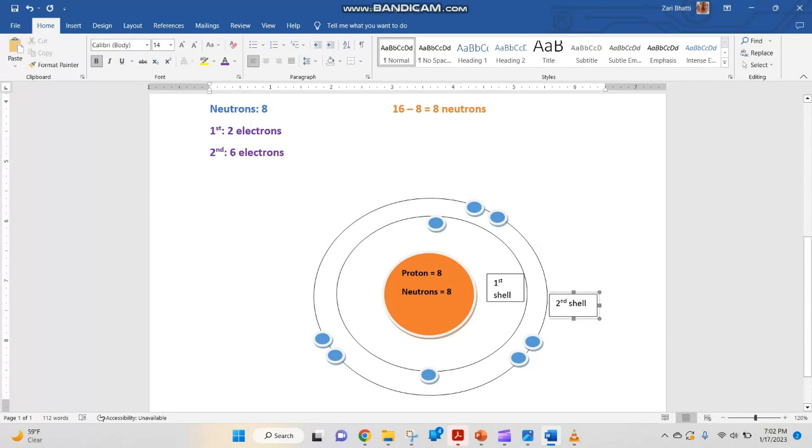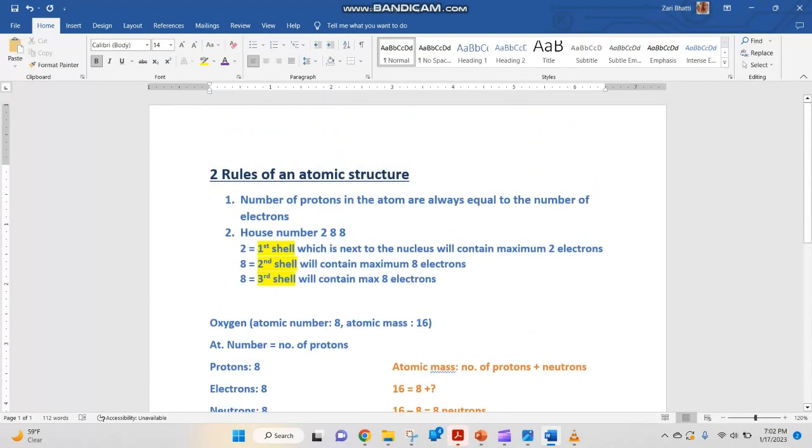So the first shell, which is next to the nucleus, has 2 electrons on it. I have drawn these blue electrons over here. The second shell has the remaining 6 electrons. That's how you draw the atomic structure. The rules are the same. I'm going to repeat them: 2 basic rules for drawing an atomic structure.